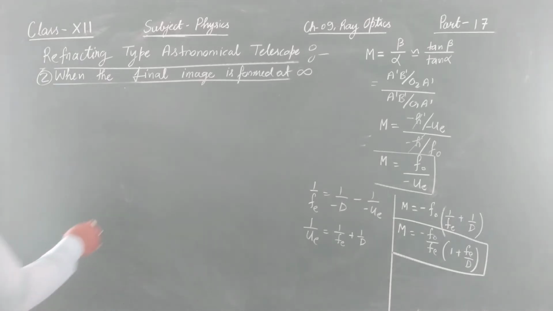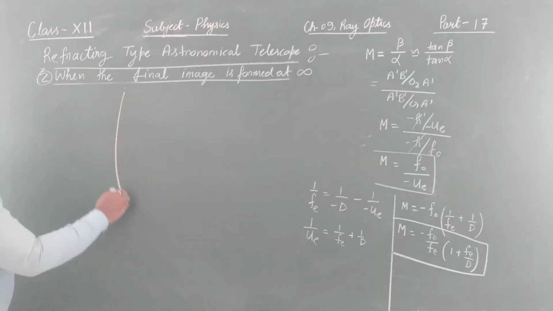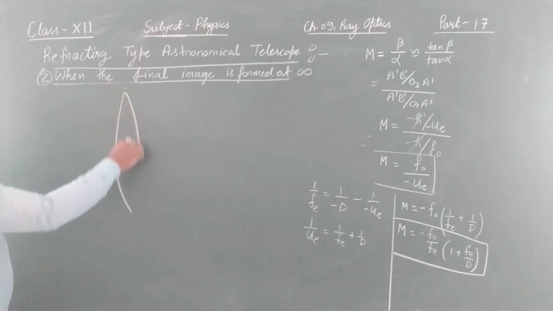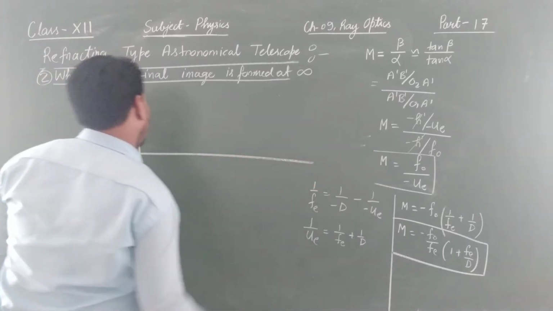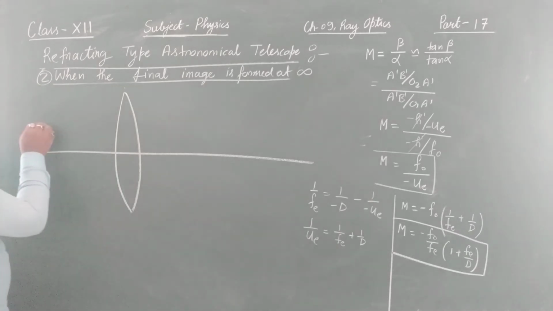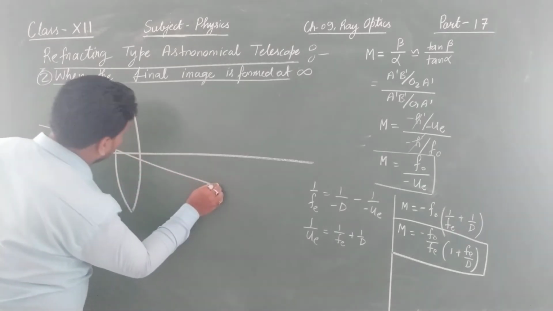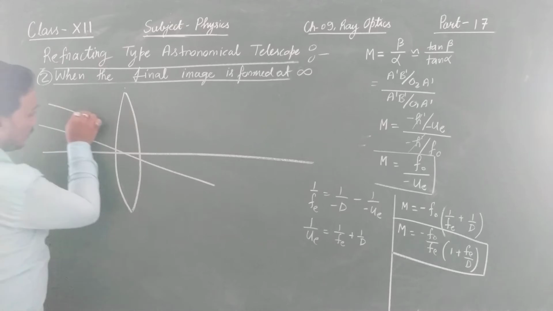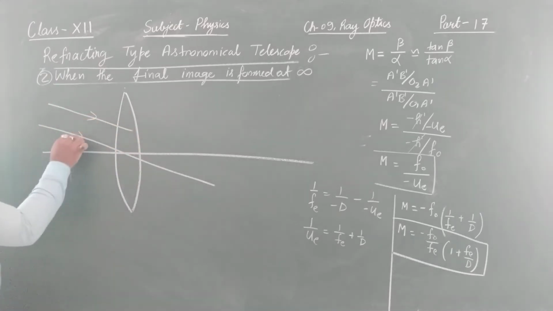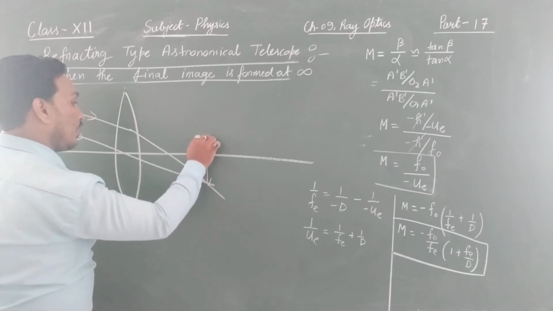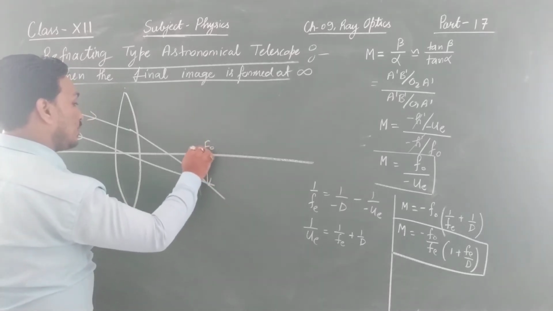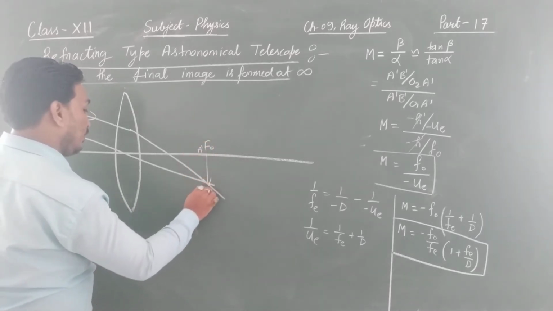Now, again let us make the ray diagram first of all. This is the objective. The object has to be at infinity, so the rays will come parallel to each other and they will make an image at the focus of the objective. This image is A dash B dash.